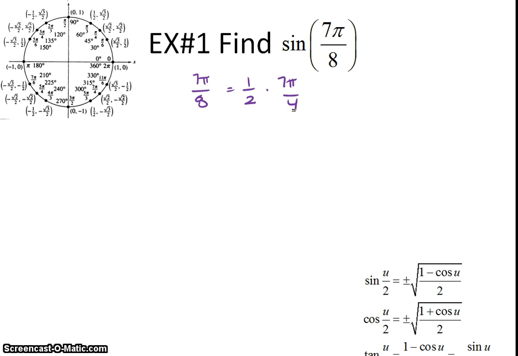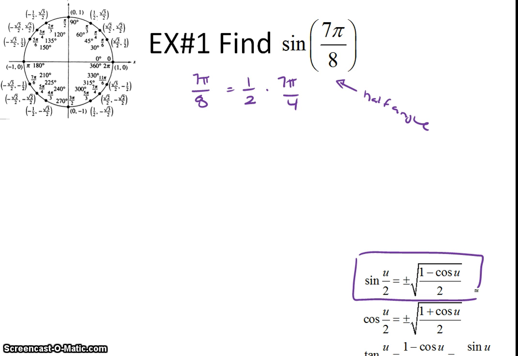So we know that 7 pi over 4 is on the unit circle, so it's going to be a unit circle problem. And since this is a half angle, we're going to use the half angle formulas. And since it's sine, we are going to use the sine one.